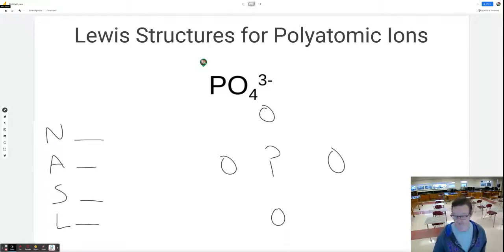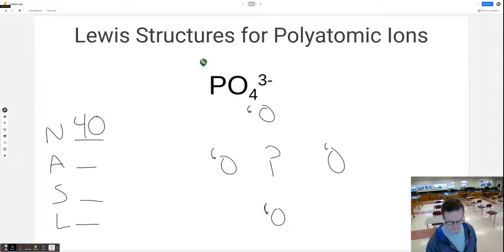1, 2, 3, 4, 5 total. 5 times 8 is 40. So we need 40 electrons. Oxygen normally has 6 valence electrons. Phosphorus normally has 5. All right. So if I add all that up, it's 24 plus 5, which is 29. Again, odd number, 29. That's how many I would normally have.